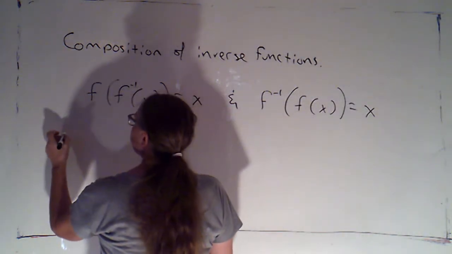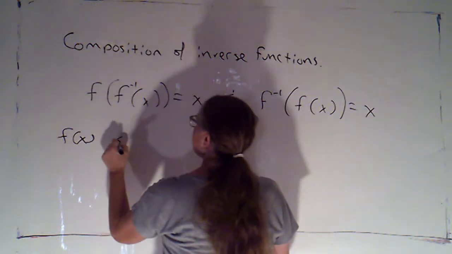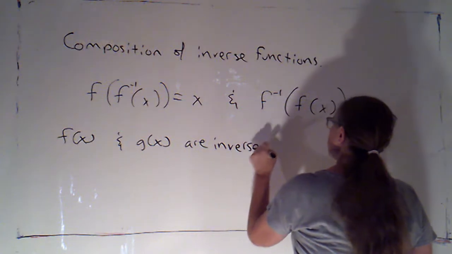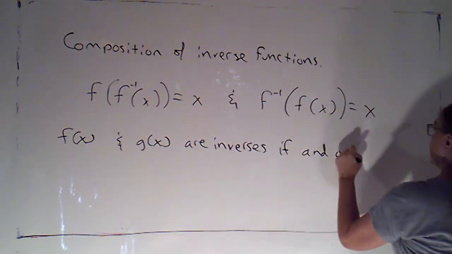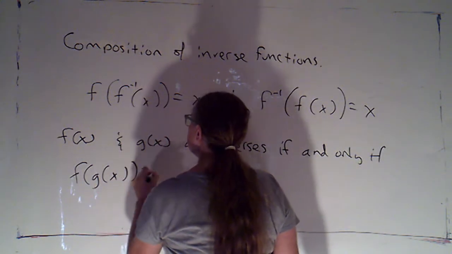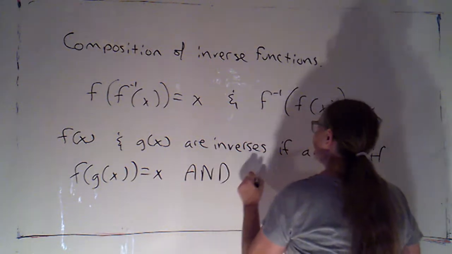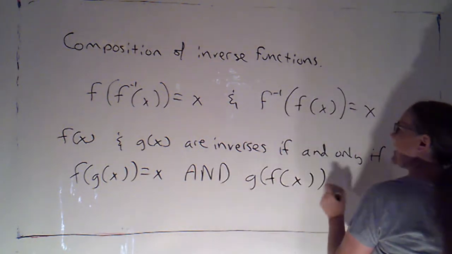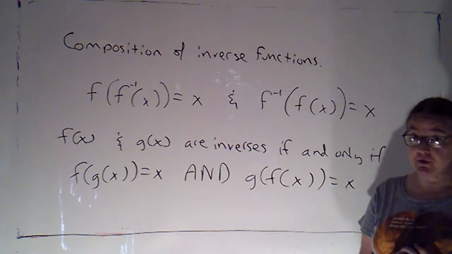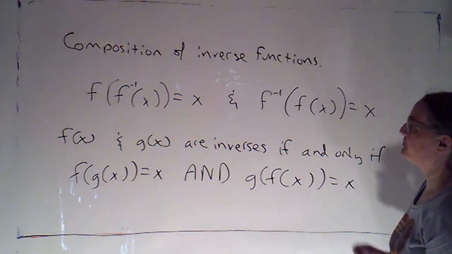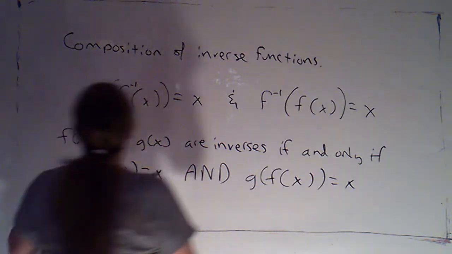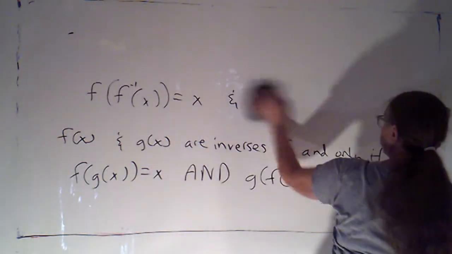So, if two functions f of x and g of x are inverses if and only if f of g of x equals x and g of f of x is equal to x. You do need to check both of them. Both need to be true. So we can use this to actually test to see whether two functions are inverses or not.